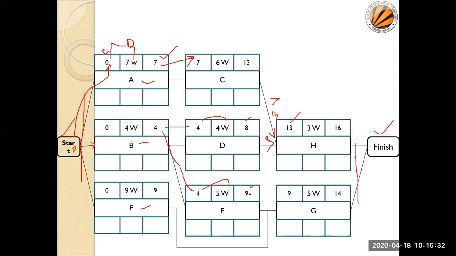Here we can see, from here we are getting the 9, from here we are getting the 9. So in both the cases, the value is 9. Thus, it doesn't matter whether we are copying this or this. So these are equal values. That's why 9 directly. 9 plus 4, that becomes 14.